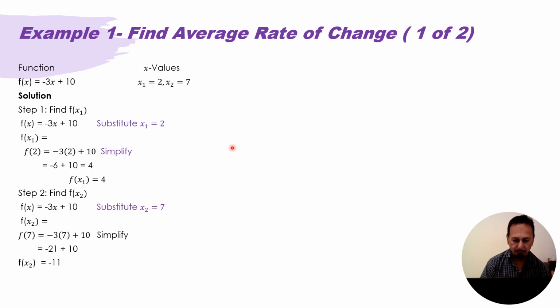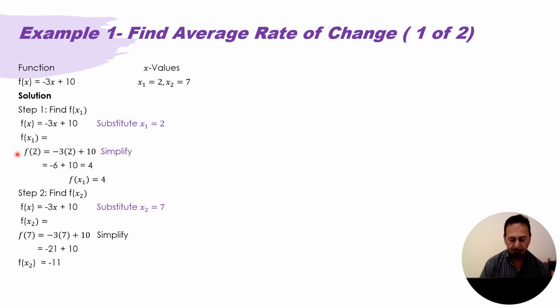Example 1. Find the average rate of change for this function f of x equals minus 3x plus 10, where x1 equals 2 and x2 equals 7. So step 1, find f of x1. Let's write down f of x is negative 3x plus 10. Substitute x1 equals 2.